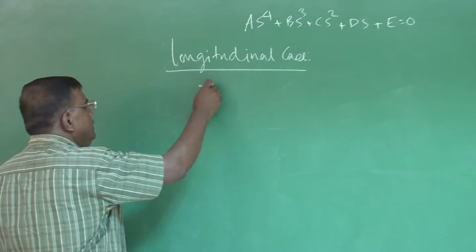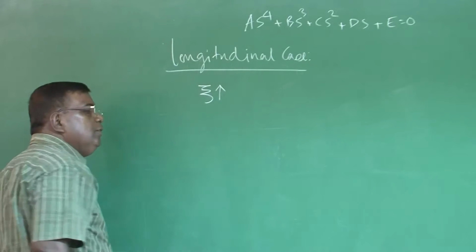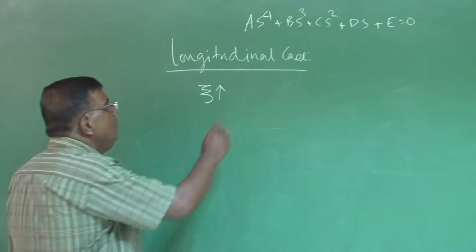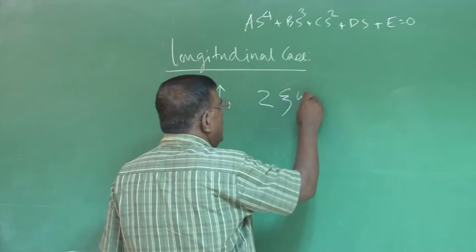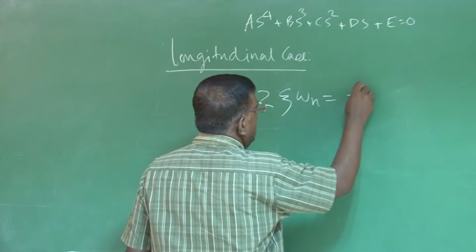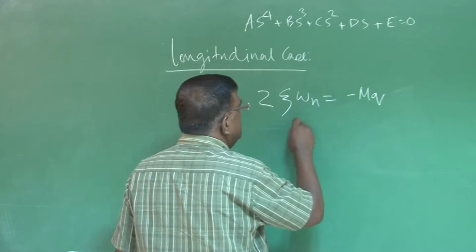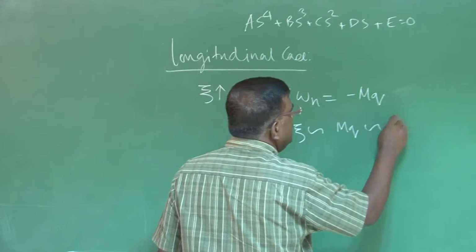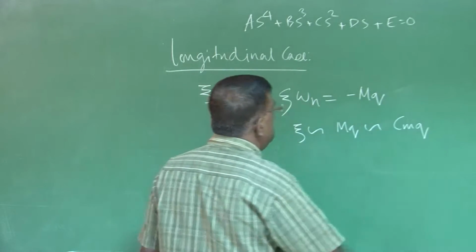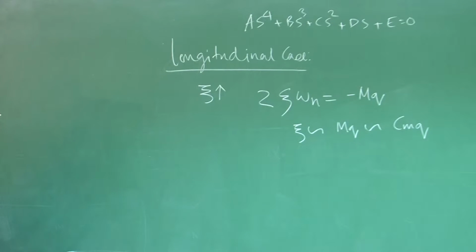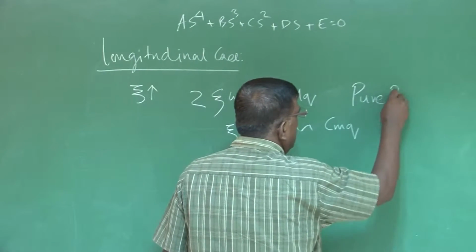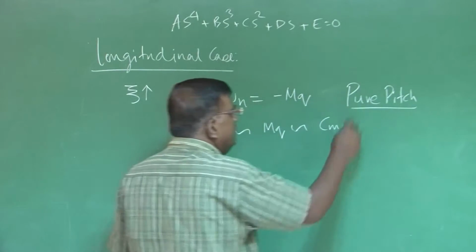Let us say now we want to change zeta. Again, we will take the help of pure pitch for the longitudinal case to start, and you know 2 zeta omega n equal to minus mq, and zeta is proportional to mq, or zeta is proportional to cmq, from the pure pitch equation. Now you see, let me write pure pitch. We are talking about longitudinal, so starting with this.